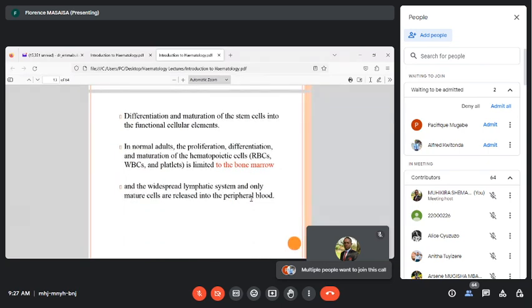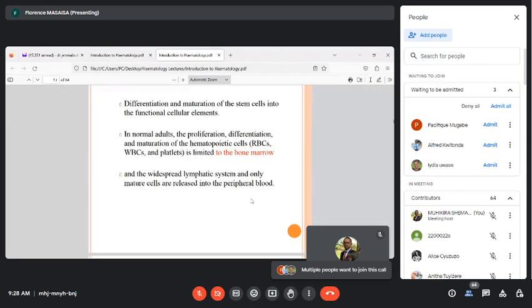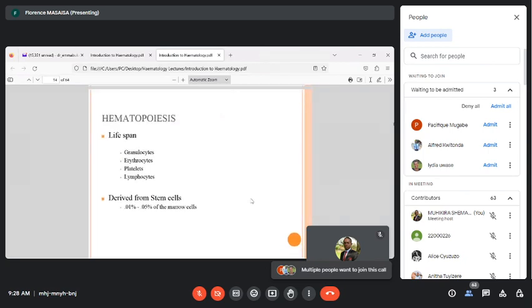So all the process of formation is done in the bone marrow. It's only when the cells are mature that there will be release of the cells into the bloodstream. We should also understand the normal lifespan for each blood component: granulocyte, erythrocyte, and lymphocyte. So we'll go through each of them.